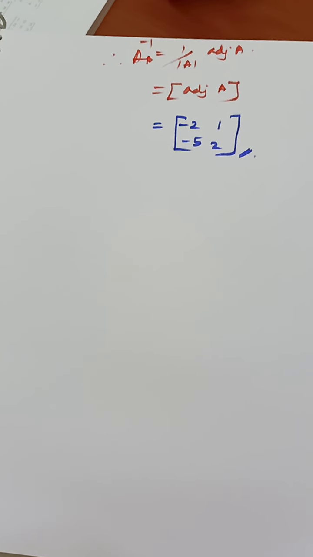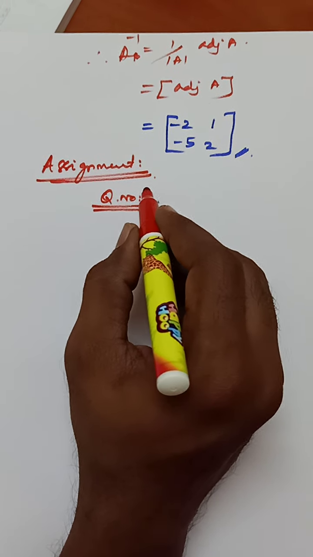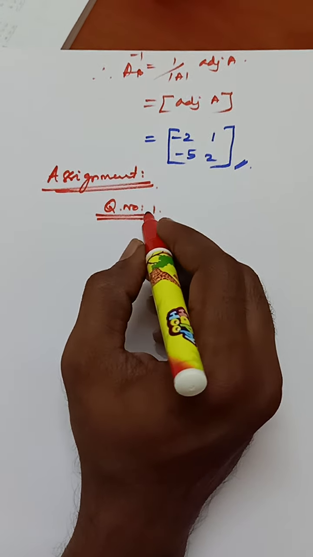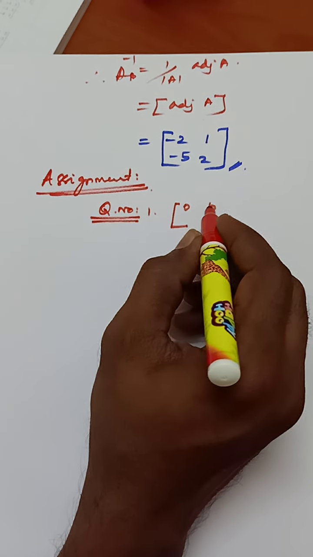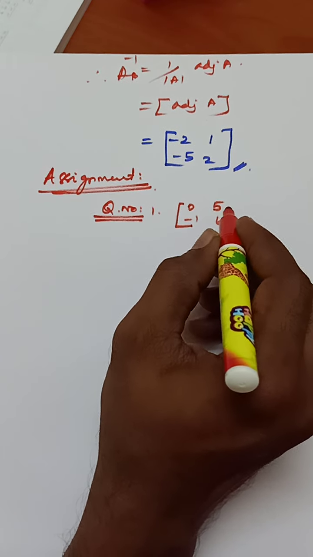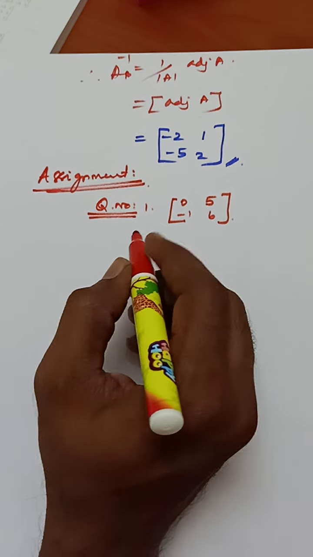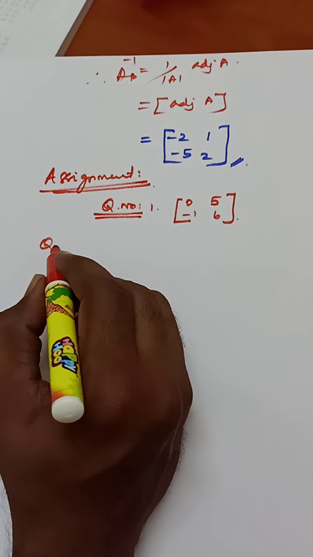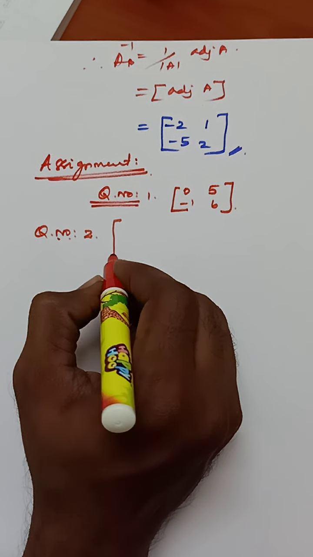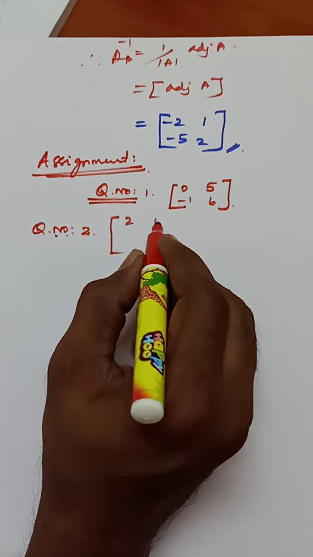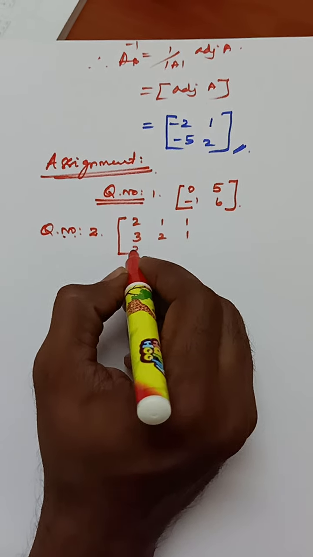The next question will be one of the examples. These are the assignment problems. Question number 1: 2 by 2 matrix 0, 5, minus 1, 6. Use the Gauss-Jordan method. And question number 2: 2, 1, 1 and 3, 2, 1, 2, 1, 2.